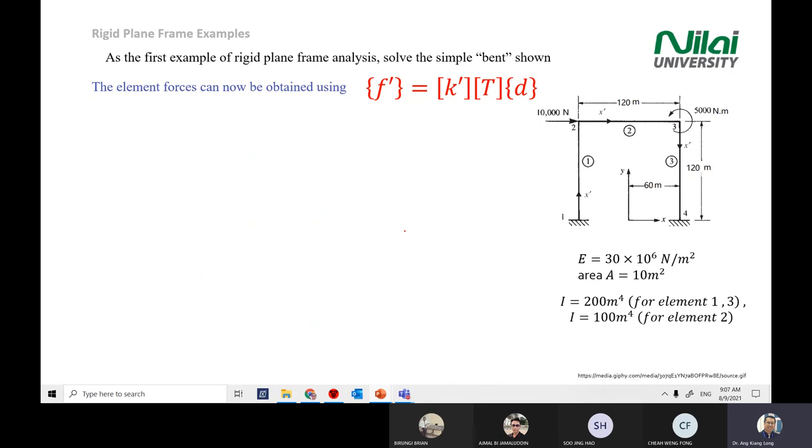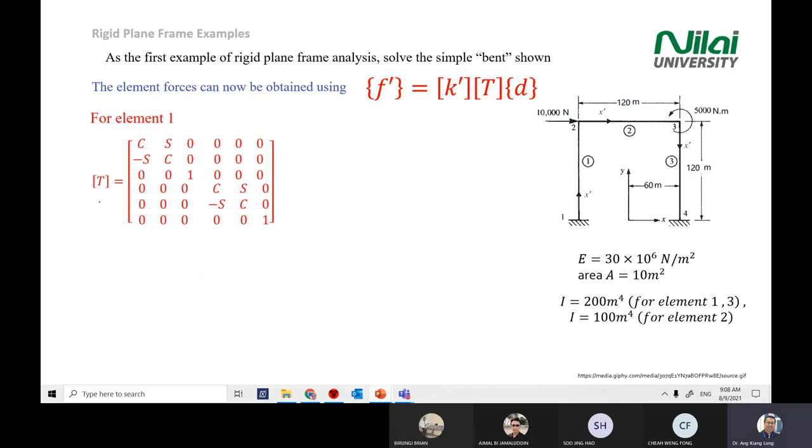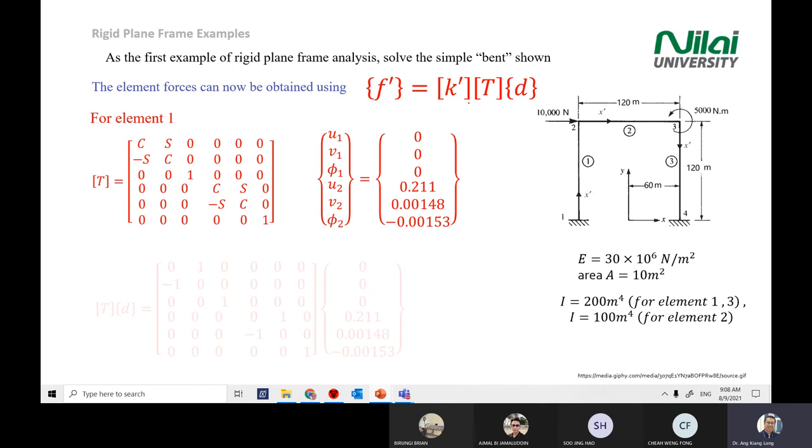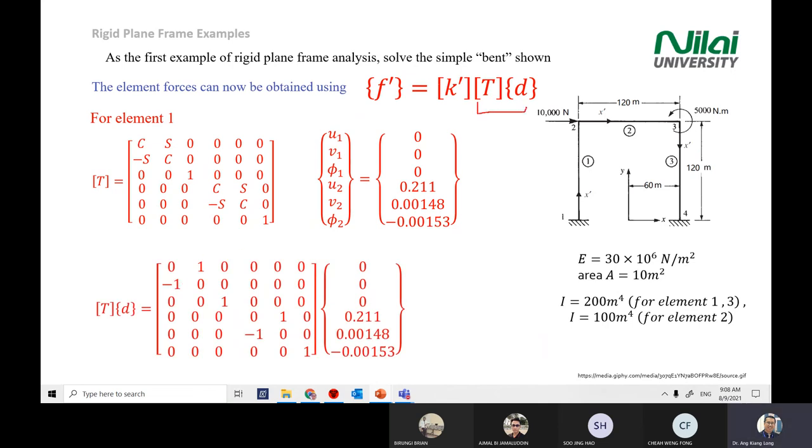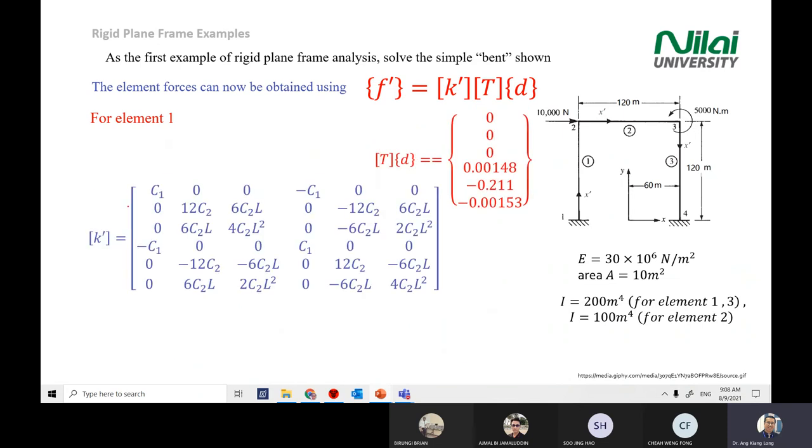And then you calculate the force given by this equation, F prime equal to K prime TD. You recall the standard form of T. You calculate the D just now and put it inside this equation, a multiplication of matrices. So you calculate the last two first: T times D, you get this one. And then you times the K. K is this whole thing, and you need to calculate it. So you calculate the value of C1 and the value of C2. C1 is given by AE divided by L, and C2 is given by EI divided by L cubed. You calculate the values, substitute them inside there, and you get the K prime.